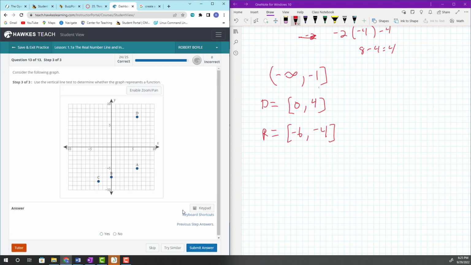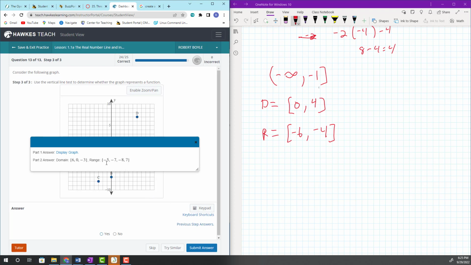And then finally, is this a function? The answer is no. Why? Because if we drew a vertical line right here, it would intersect those 2 points. The other way to look at this is this.